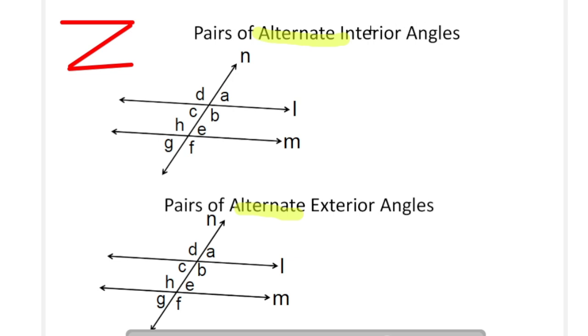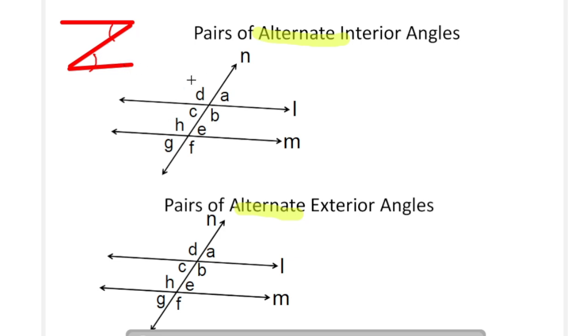The word interior means inside. So the angles which are inside this Z, between the two lines, interior means inside. Okay, see this angle and this angle. So this is alternate interior angles.